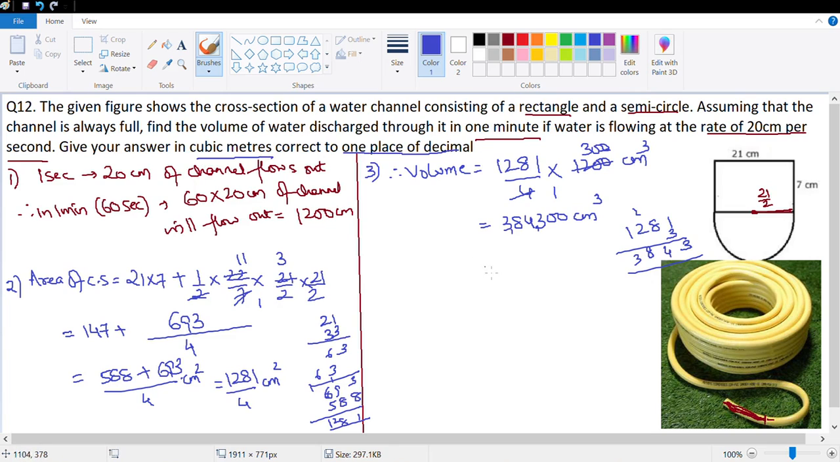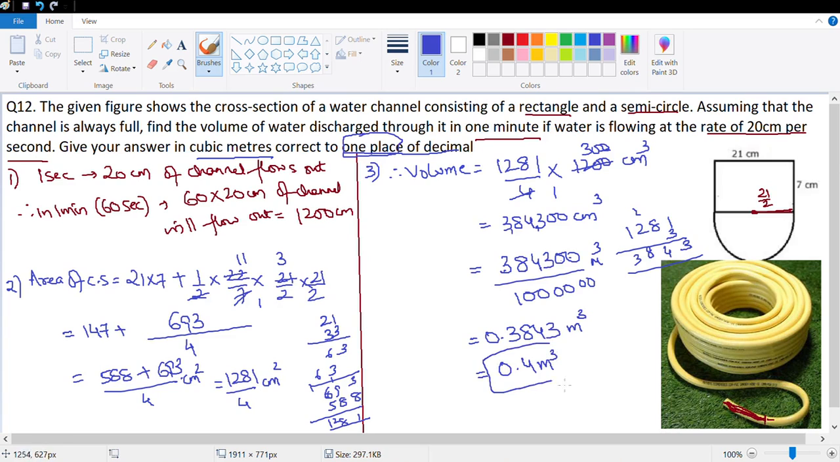to convert centimeter into meter, I divide by 100, which is 10 to the power 2, which means I will have to divide this by 10 to the power 6 to convert this into meter cube. That's 1, 2, 3, 4, 5, 6. This is 0.3843 meter cube. They want the answer up to one place of decimal, which means 0.4 meter cube. That's the final answer. Let's look at the last question of this exercise.